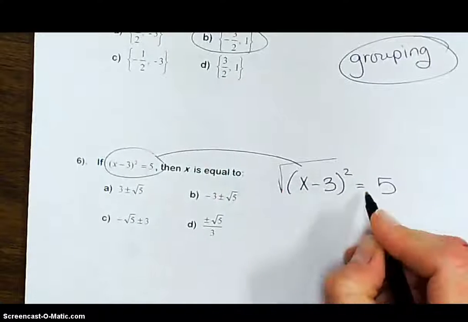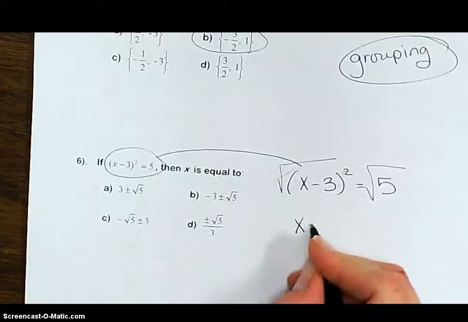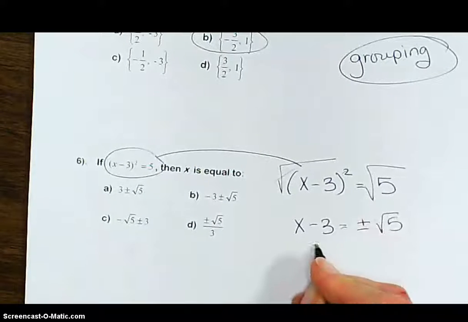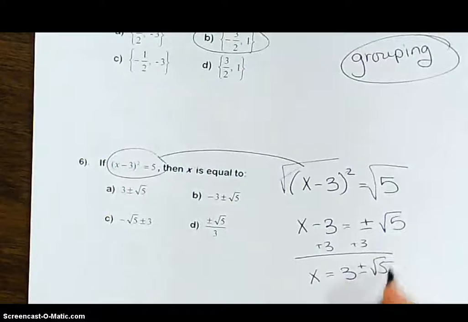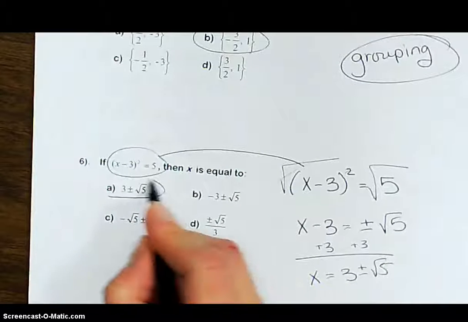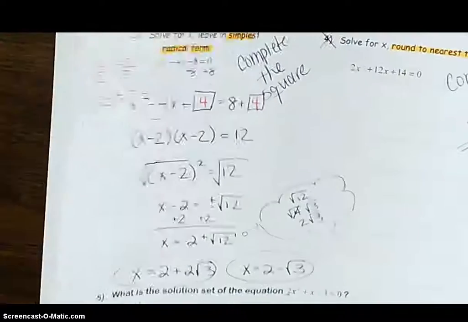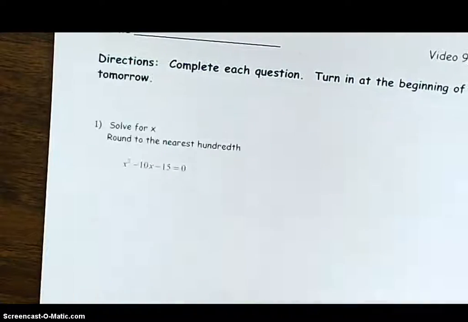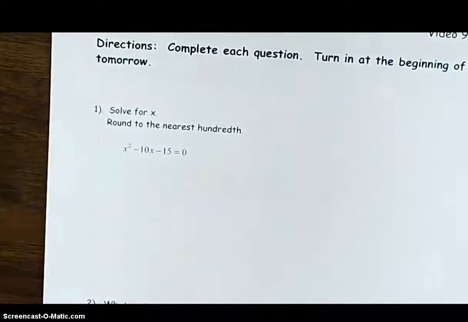So we're going to take the square root of both sides. So that's going to get rid of the squared, so we get x minus 3 is equal to positive or negative radical 5. And then we add 3 over. So x is equal to 3 plus or minus radical 5. And we can see that that is choice A. Okay, what I'd like you to do now is flip to the next page. Now that we've reviewed when to complete the square versus when to factor, I'd like you to practice on these next 2 questions. Have a great night, everyone.